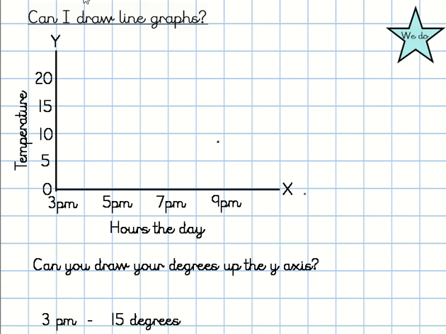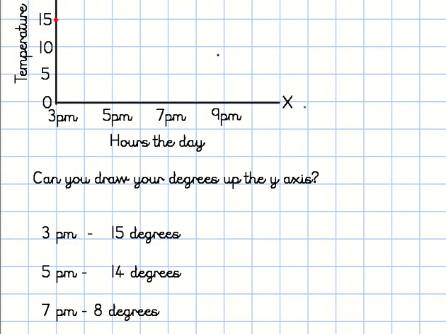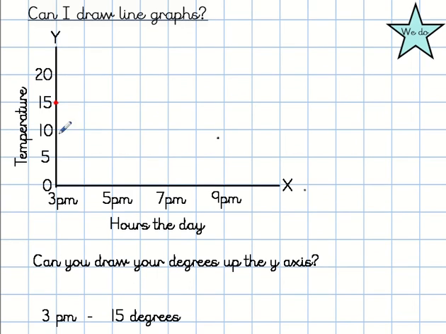So I'm going to mark that out, and I'm going to just mark it in red so we can see. So 3 p.m., my temperature is 15 degrees. And then at 5 p.m., well, actually it's just dropped ever so slightly to 14 degrees. And I'm going to mark that one there.